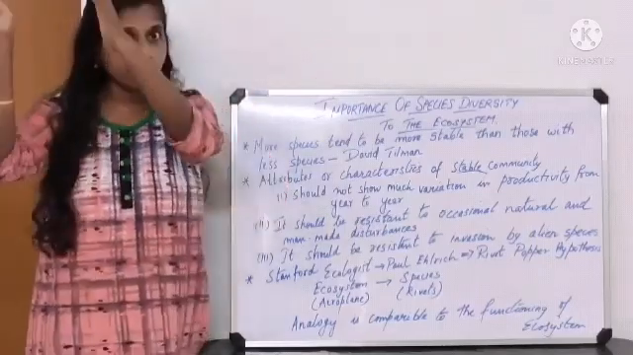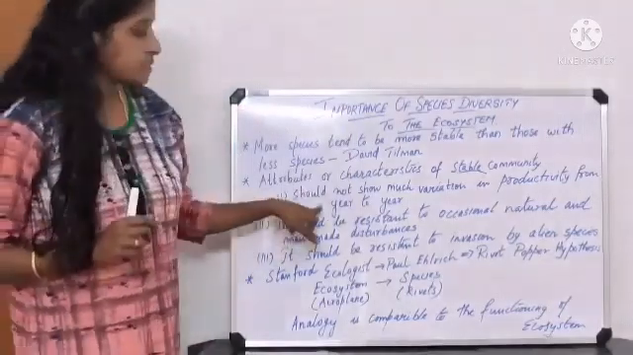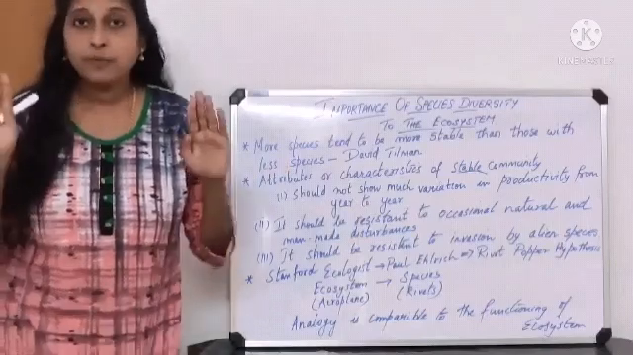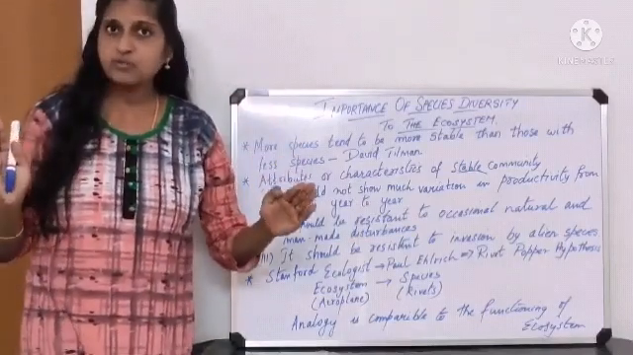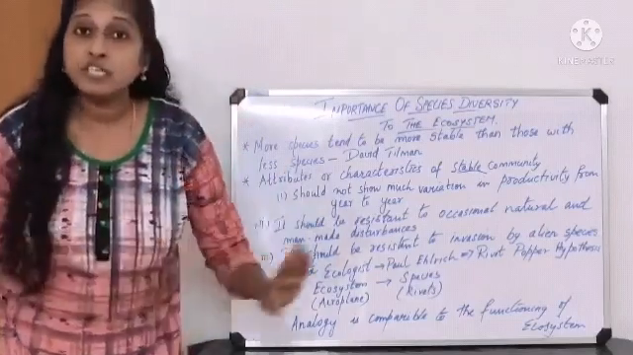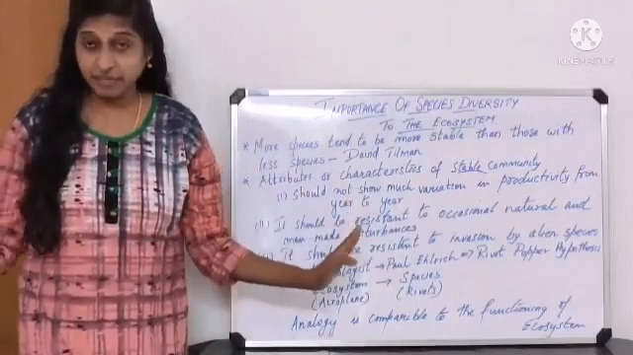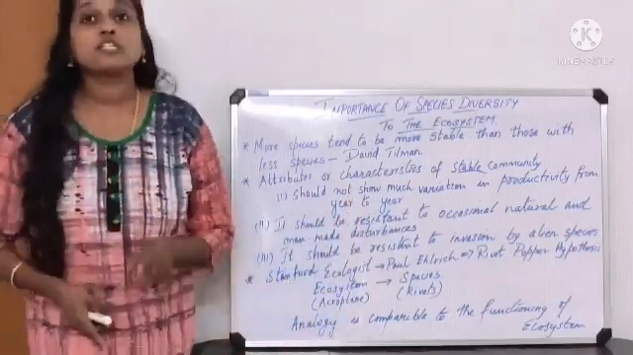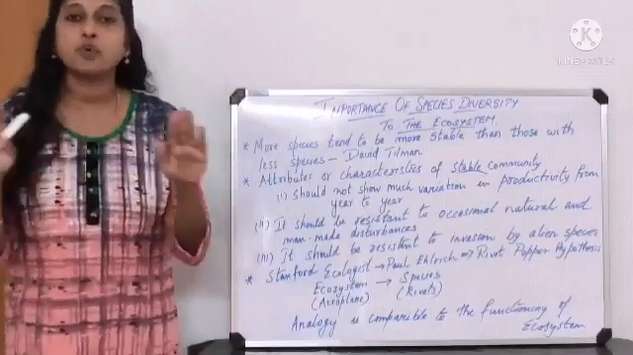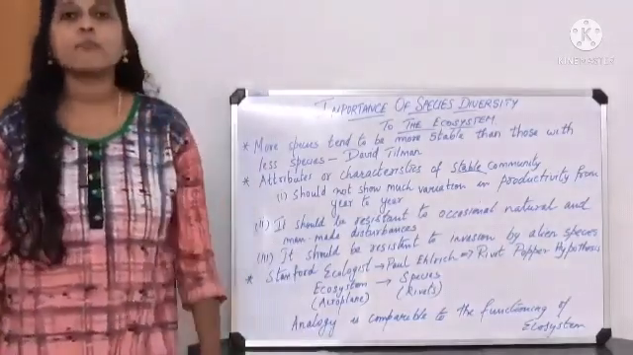Alien means someone from outside getting into a population. So the first one is what? It should not show much variation in productivity. How much they are producing should be somewhat constant. Second, it should be resistant to all natural and man-made disasters or any disturbances. Third, it should be resistant to alien species. In that case, my community is more stable. Clear?